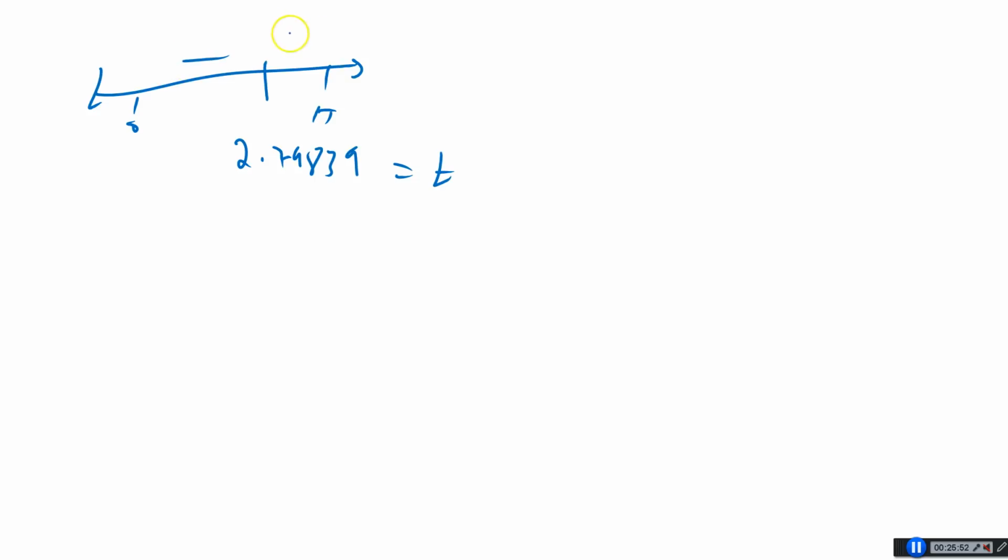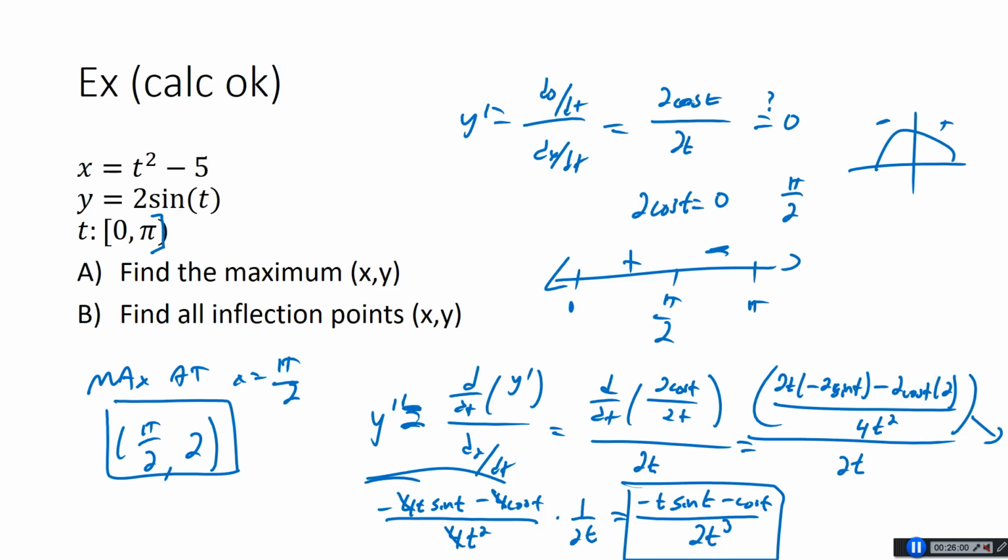We went from negative to positive, so we go from concave down to concave up. So that's the only time that's going to change. So that's our t value. So they asked for the actual xy coordinates, I'm pretty sure, which is annoying.